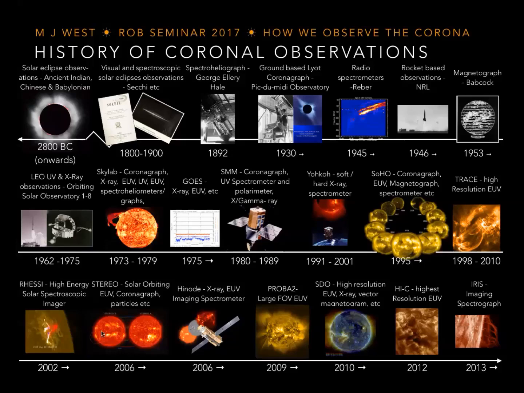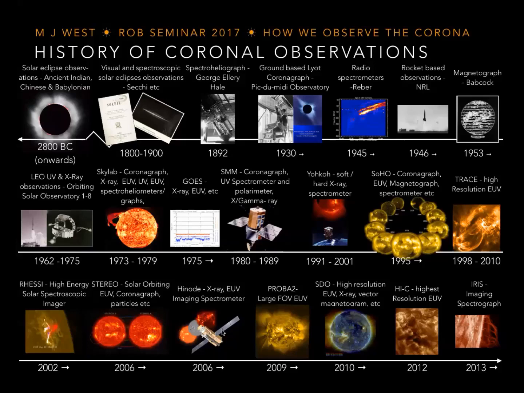And okay, the next mission I want to point out is the STEREO mission. This was our first dedicated solar mission that actually looked at the sun from different perspectives, away from the Sun-Earth line. So the STEREO missions were launched into orbits in front and behind of the Earth in its orbit around the sun, and we got these wonderful images in stereo.